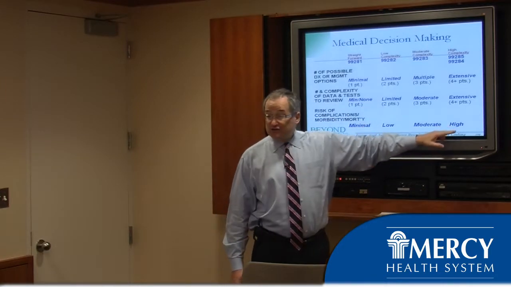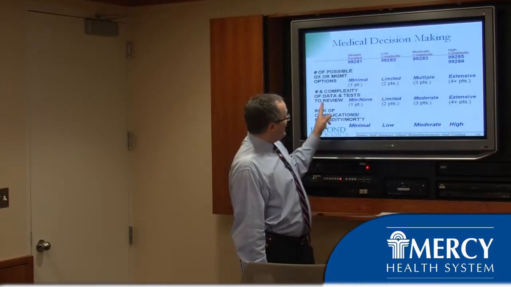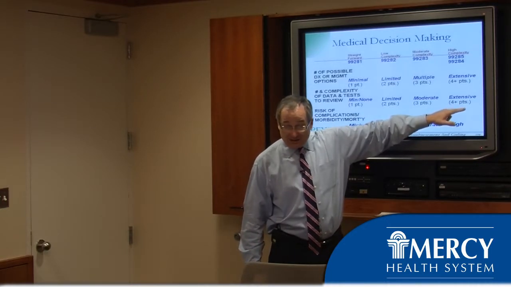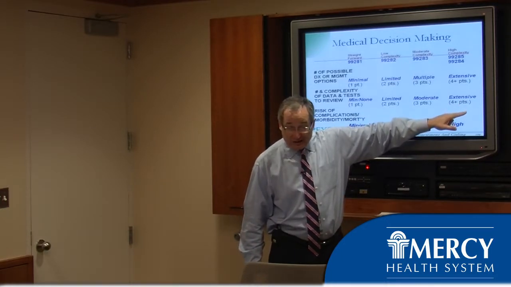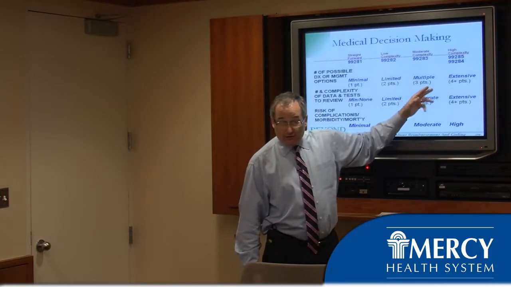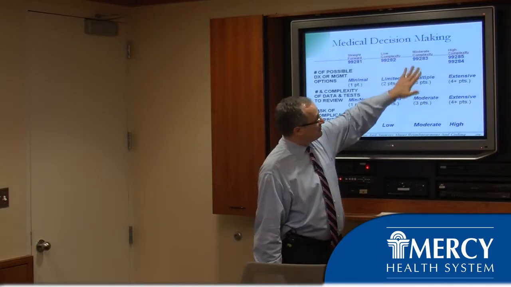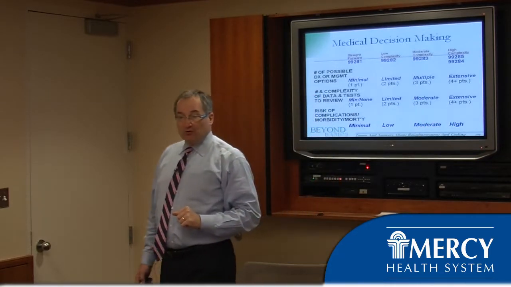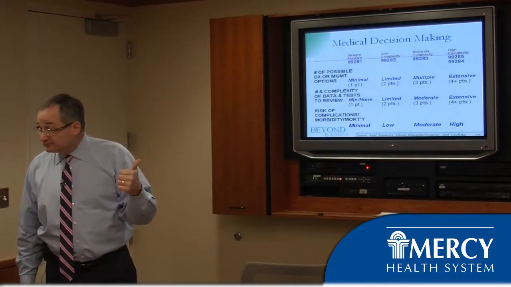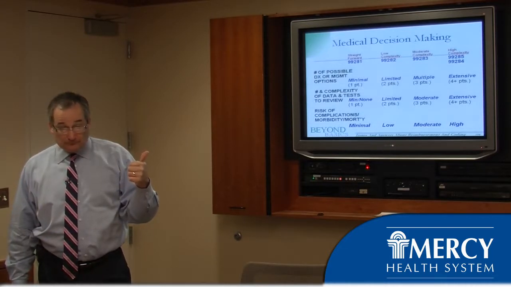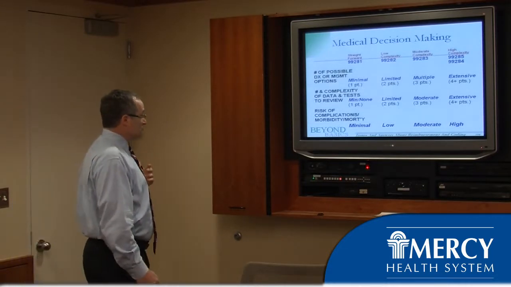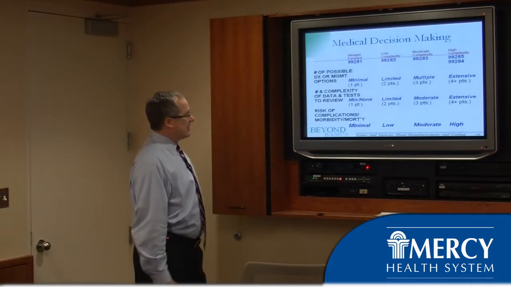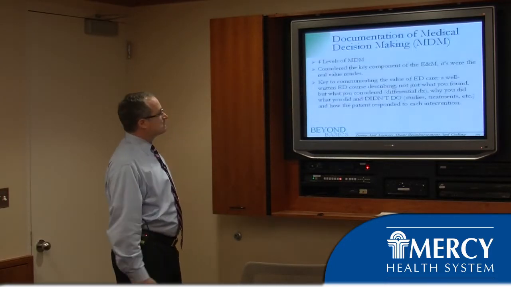But they had a high risk presenting problem, and I did a significant amount of testing to rule out the need for admission, and they ended up being sent home. So they only got 3 points here on management options, but 4 points for data and 4 points for risk. They're level 5. Okay? So I want you to see how this works. Management options, data and tests to review, risk of complications, morbidity, mortality.